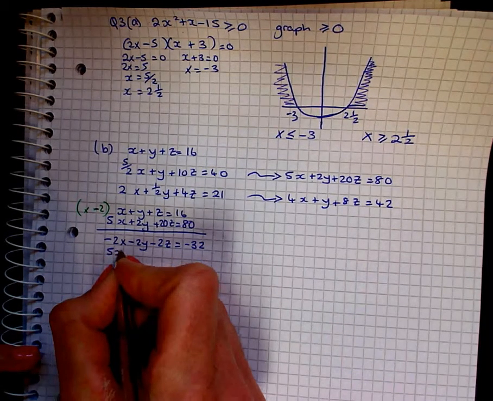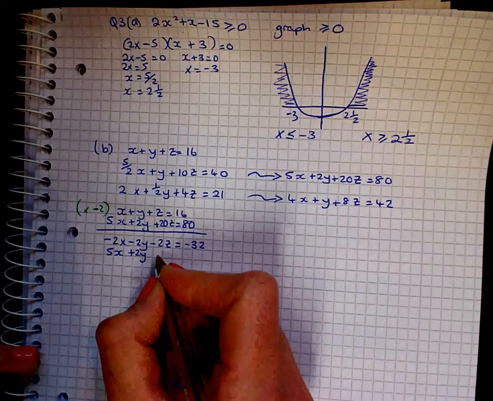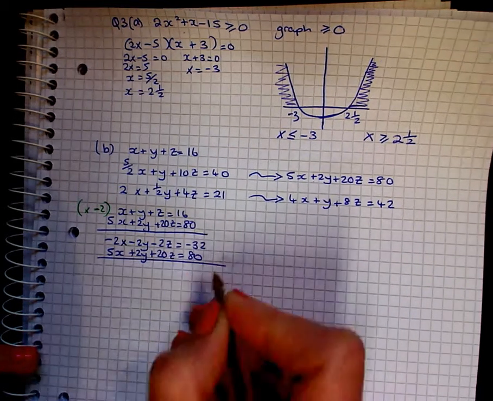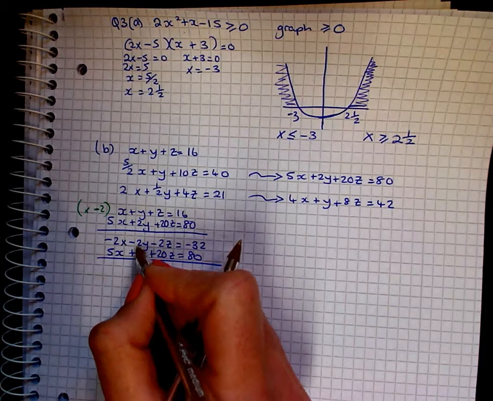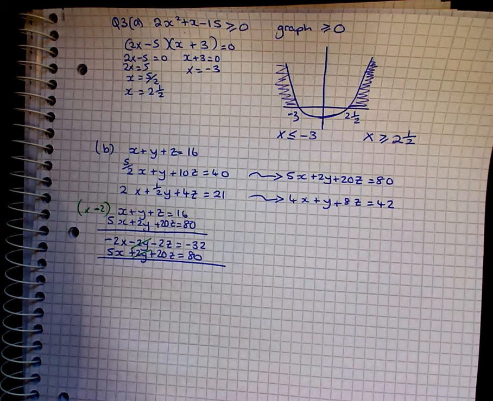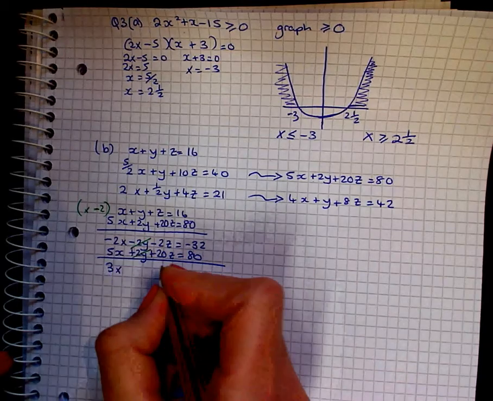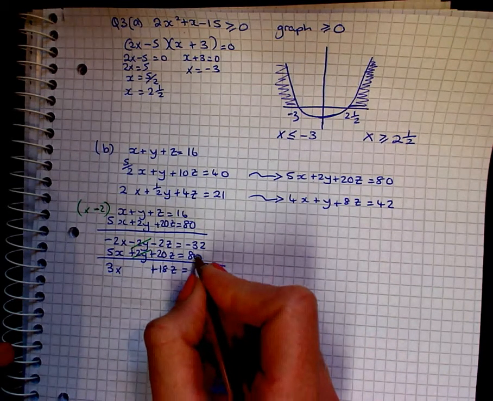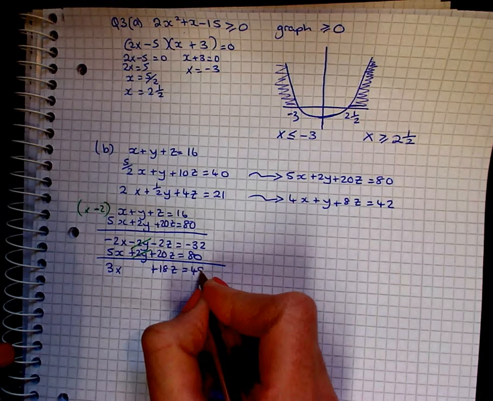And my second line remains the same. 5x plus 2y plus 20z is equal to 80. Okay, so add my two equations together. Minus 2y and my plus 2y cancel. And I'm left with 3x plus 18z is equal to 80, take away 32, which is 48.